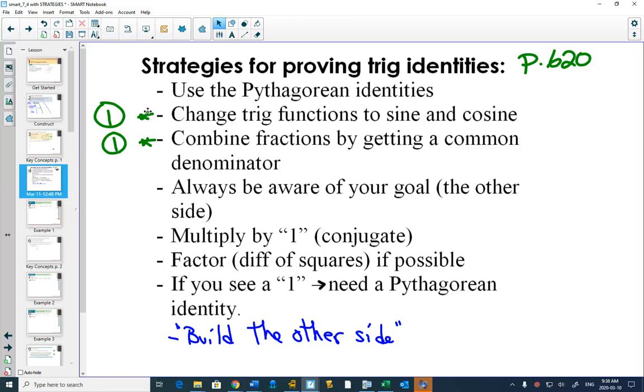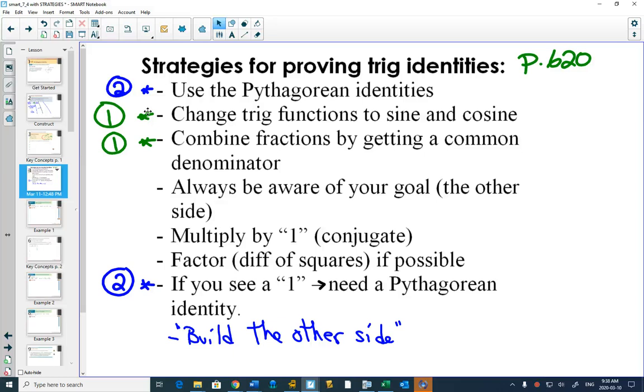So we put 1's beside our number 1 strategy, changing to sine and cos. Okay. I'm going to put a number 2 as a second strategy beside these two because they're basically the same. It's a strategy we haven't used yet because I just introduced you to the 3 Pythagorean identities.